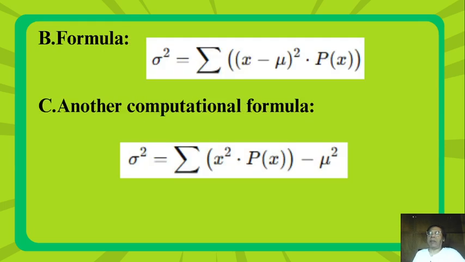The formula for variance is sigma squared equals the summation of (x minus mu) squared times the probability of x. Another computational formula: sigma squared equals the summation of x squared times p of x, minus mu squared.